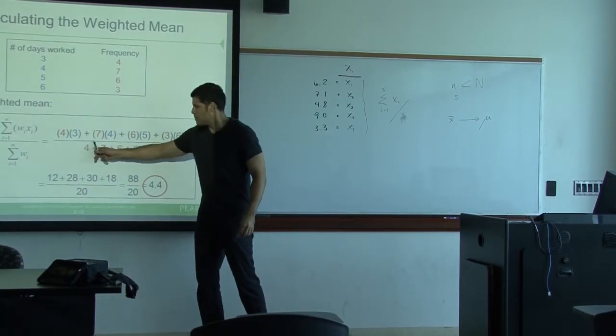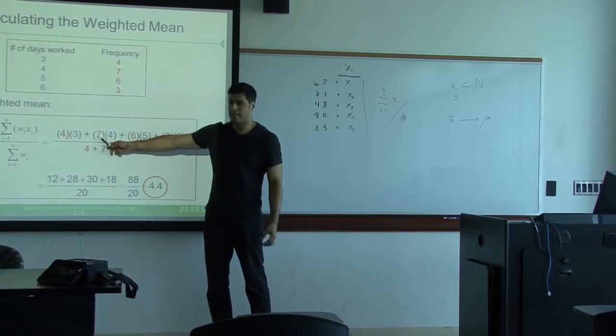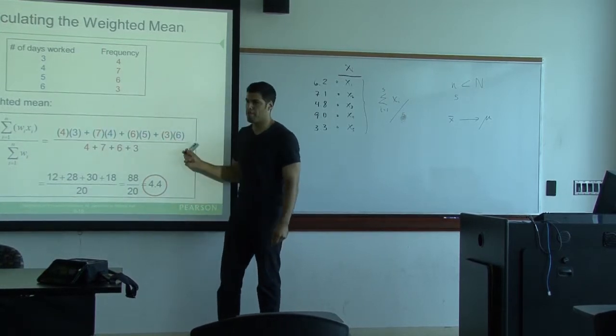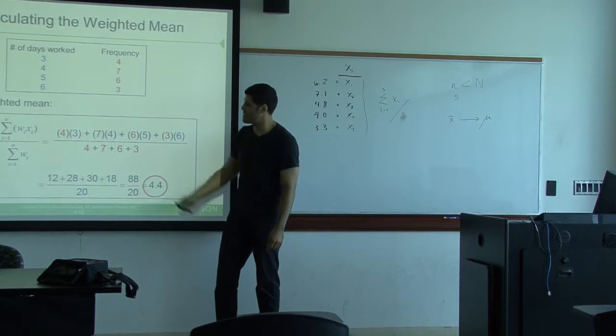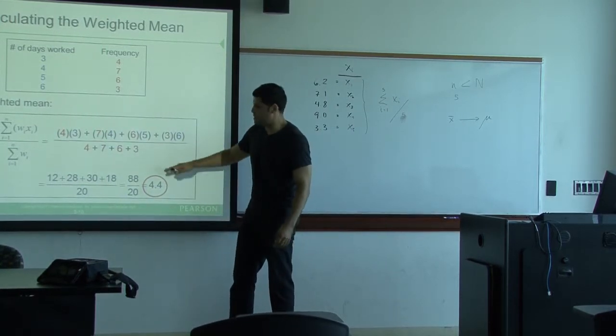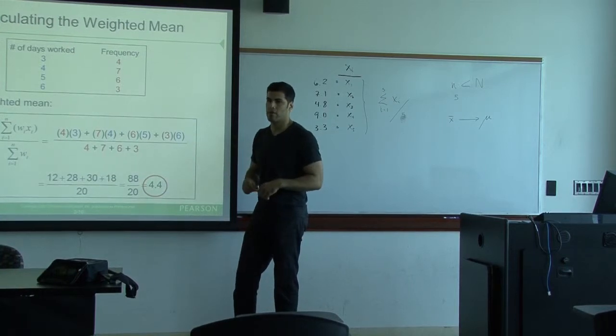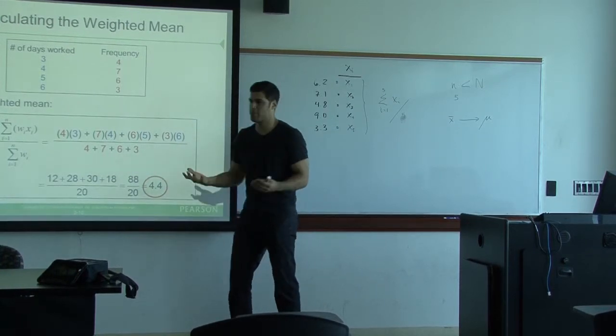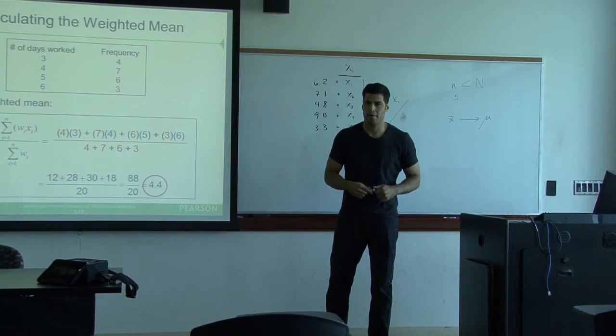Plus the second row, which is going to be 7, that's the weight, times 4, and so on. So we take the weight, which is in red, and we multiply times the number, which is in blue. Then we divide it by the sum of the weights, which in this case is just the total number of observations. It's going to be 20, the sum of the weights. So 4.4.